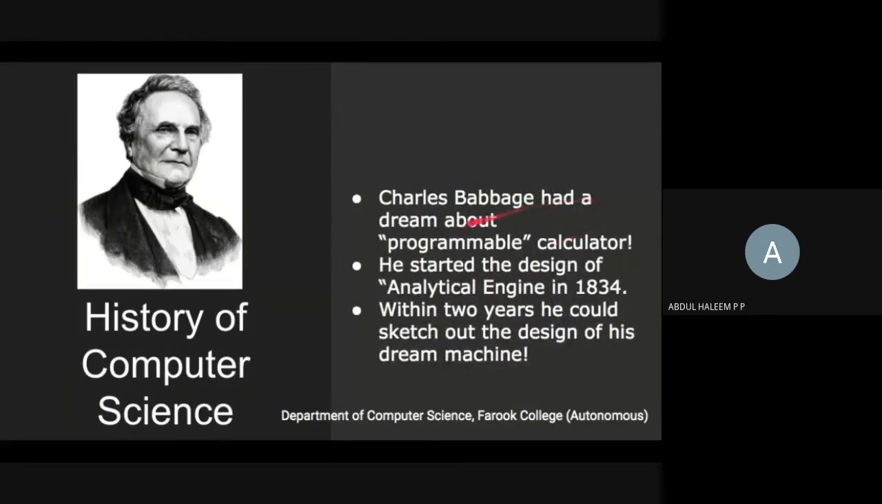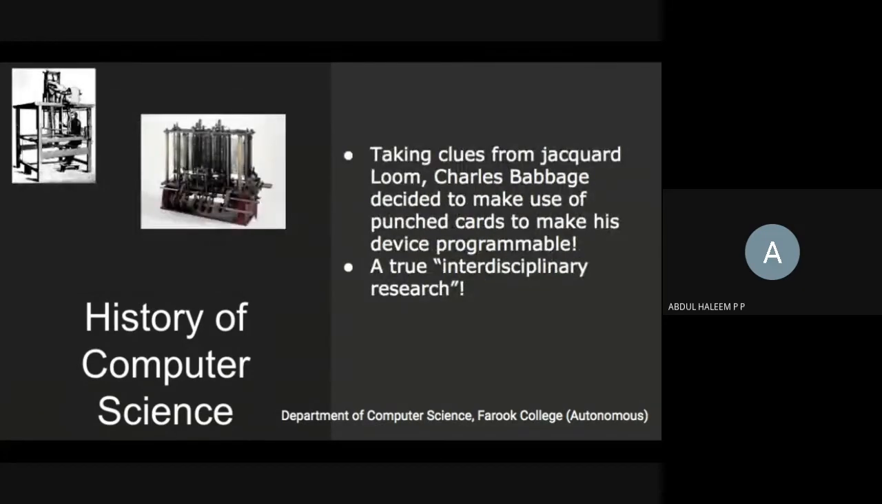Again our Charles Babbage had a dream about a programmable device. Then he started his work on a machine called the analytical engine in 1834, in the 19th century. Within 2 years, he could complete the sketch of his design. So Babbage's sketch was ready during that time. And this is very interesting, how Babbage could make the sketch of the machine and how the programmable aspect was built into his design.